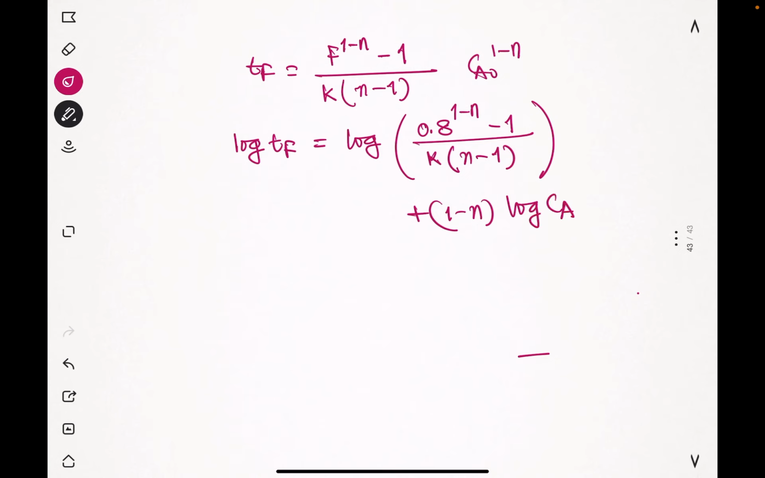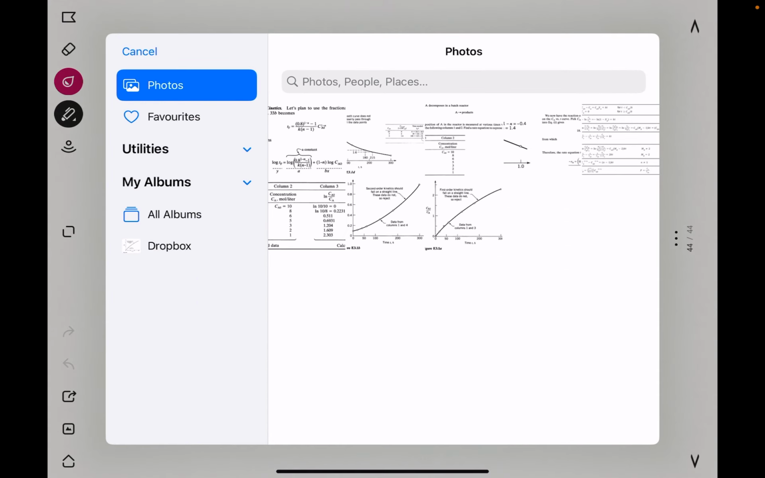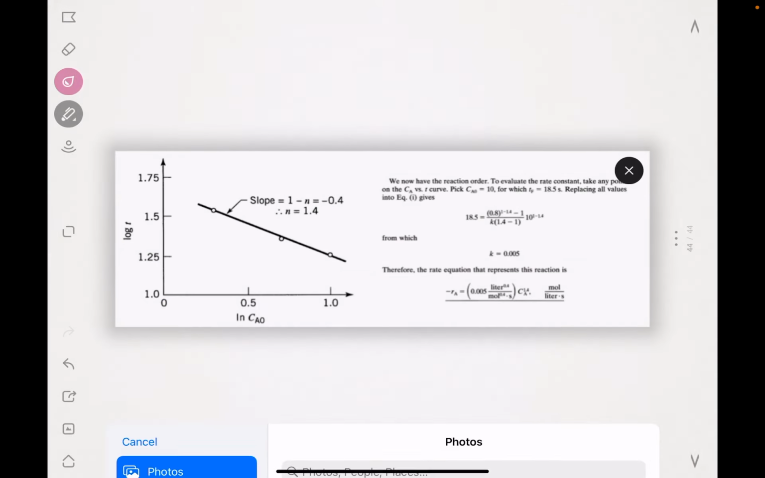So now we have 3 data points for Ca. Pardon me, this should be Ca0. So we have 3 data points of Ca0 and Tf. So we can easily plot that, and from the slope we can find out the order of the reaction. So let's have a look at the plot. Here it is.